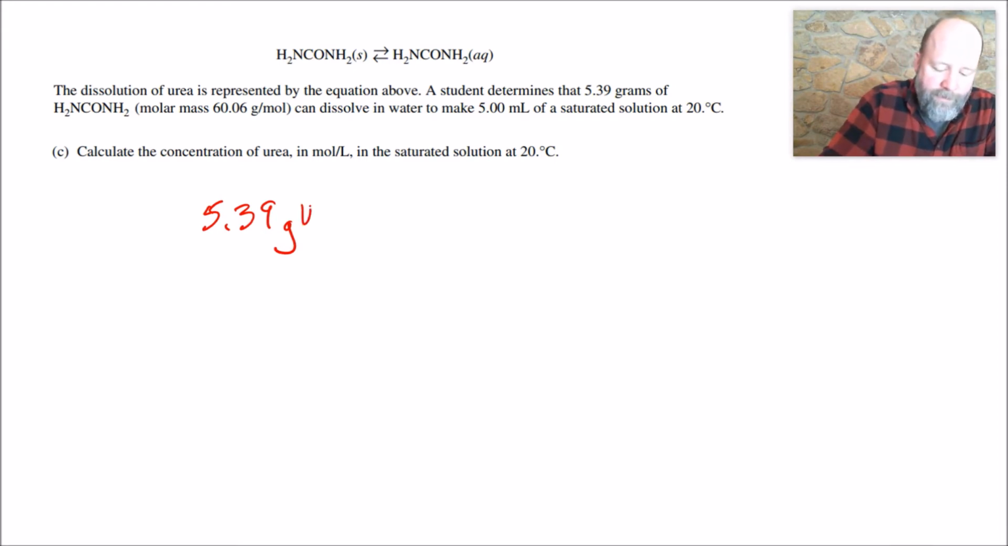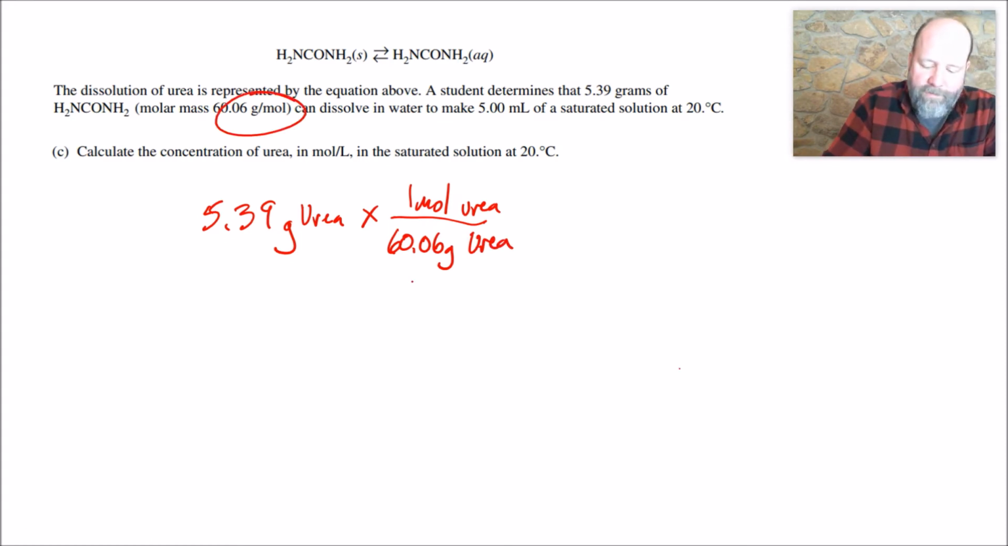So this is grams of urea. I'm going to turn that into moles. 1 mole of urea is how many grams? It's right there, 60.06 grams of urea. So I've just rewritten this so that I can make the grams of urea go away and leave me with moles. So I do that calculation, and that gets me 0.0897 moles of urea.